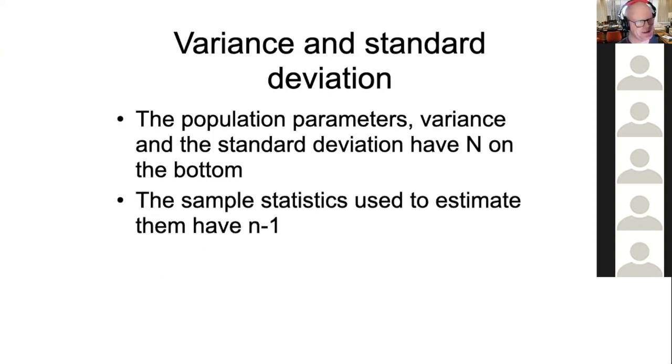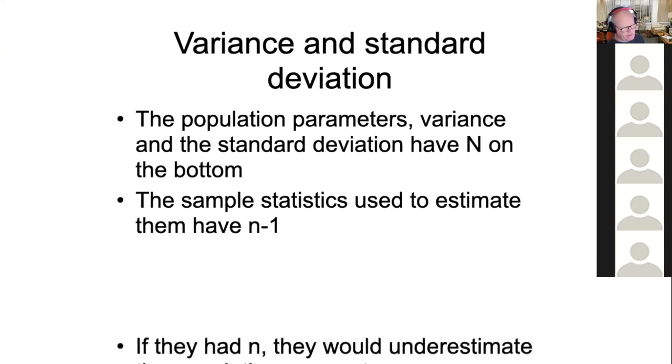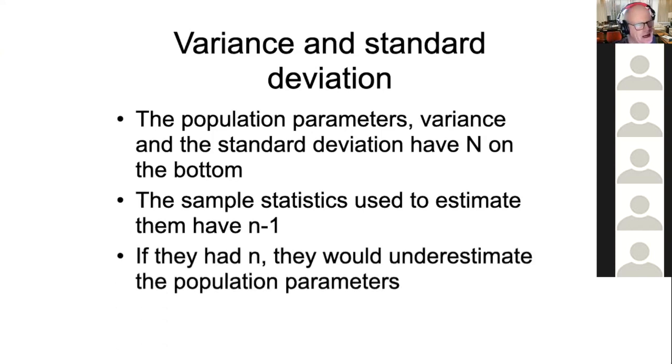Sample statistics used to estimate these things use n minus 1. Okay, they don't use big N. They use n minus 1. If they had n, they would actually underestimate the population parameters. They'd be too small. The nice thing is we know how much they would underestimate it by. We know that through math that I don't want to go through. Go to grad school or take a math class in statistics. They can teach all about it. For our purposes, we don't care.